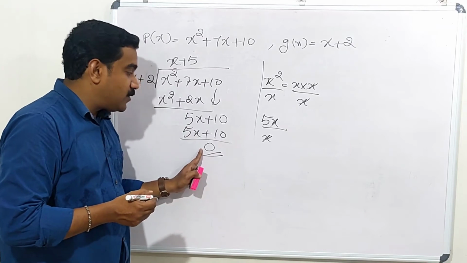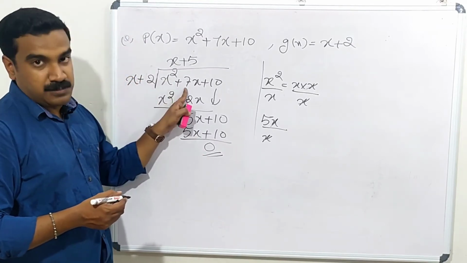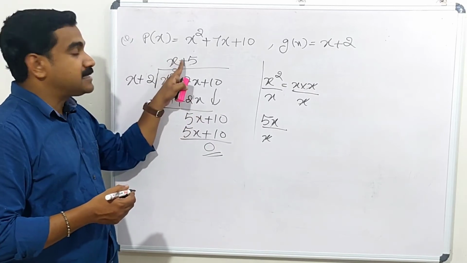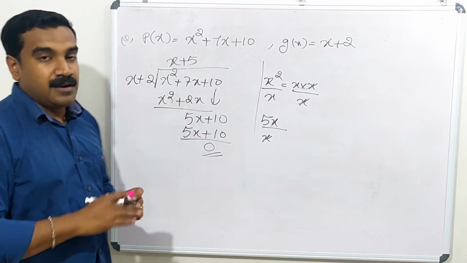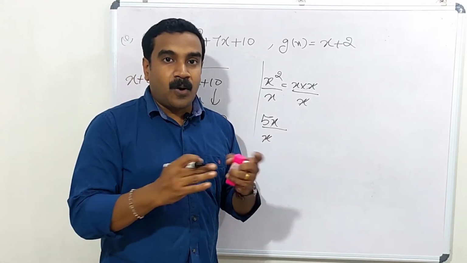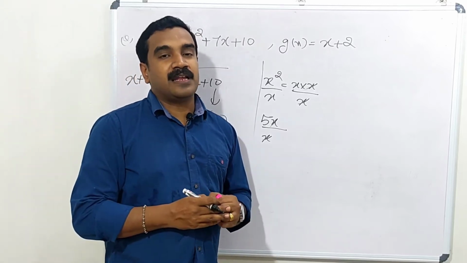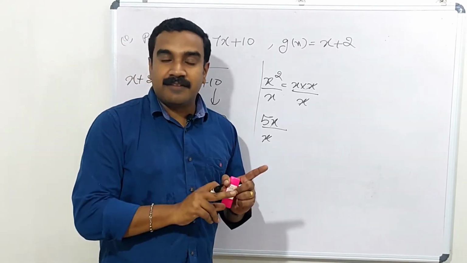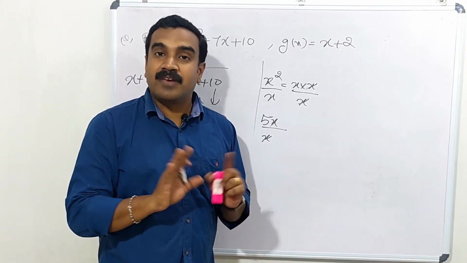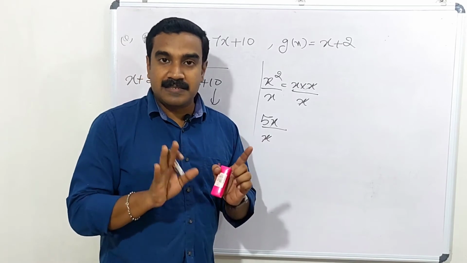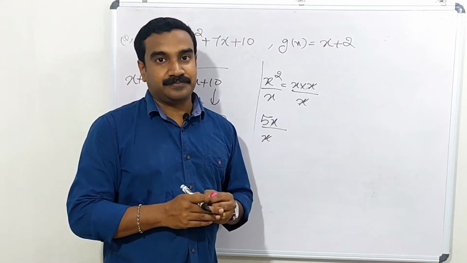If the remainder is 0, we can say that x plus 2 is a factor of this polynomial. Or you can say that x plus 5 is also a factor of this polynomial. This is the method. Divide the given bigger polynomial by the smaller polynomial and check the remainder. If the remainder is 0, the divisor is a factor of the dividend. If the remainder is a non-zero number, it is not a factor.